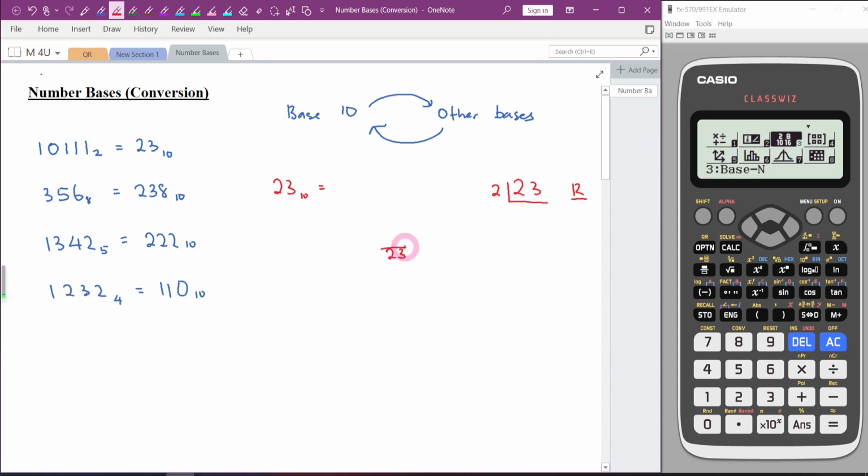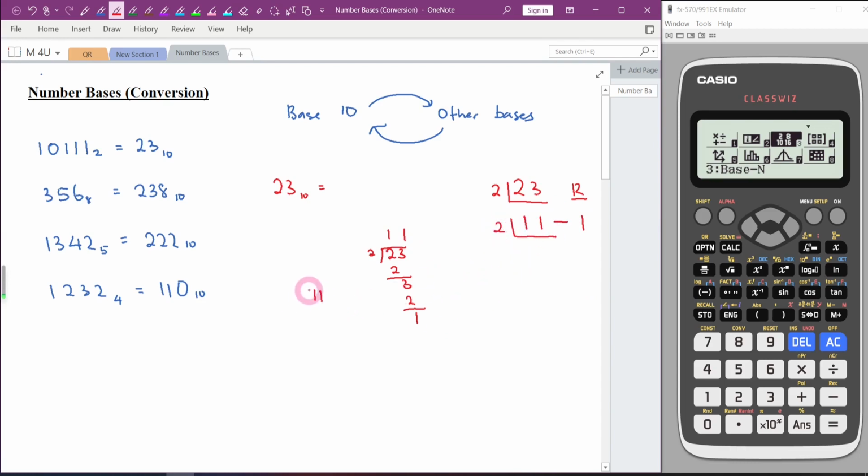23 divided by 2. Okay, you learned this in primary school. I think it should be no problem, right? 1 times 2 you get 2. The remainder is equal to 1. So what we are going to write here, we write 11 and the remainder is 1. And then do the same thing for the rest until you see 0.